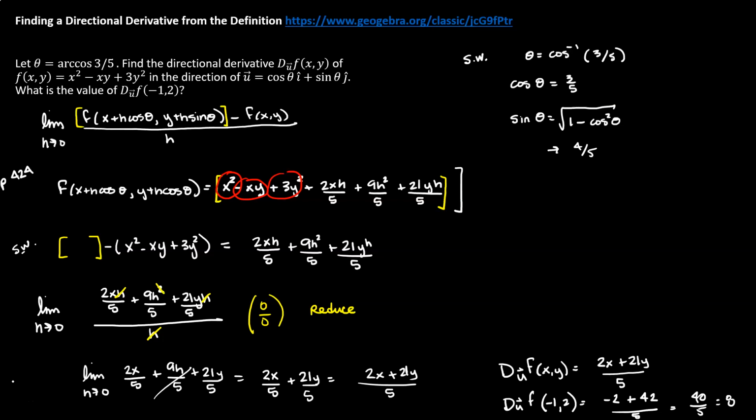This was an example of using the limit definition to calculate a directional derivative. Remember that I said this is the tedious way of doing it. It is the rigorous and formal definition for the directional derivative, so we need to know how to do it. But of course, when it comes down to actually calculating these, there's going to be a shortcut for us. Stay tuned and get ready for the next video.